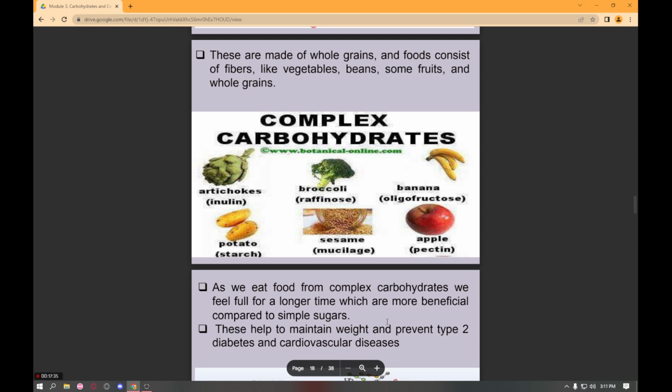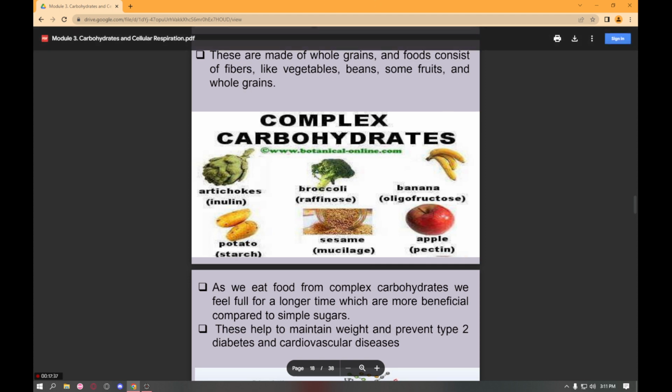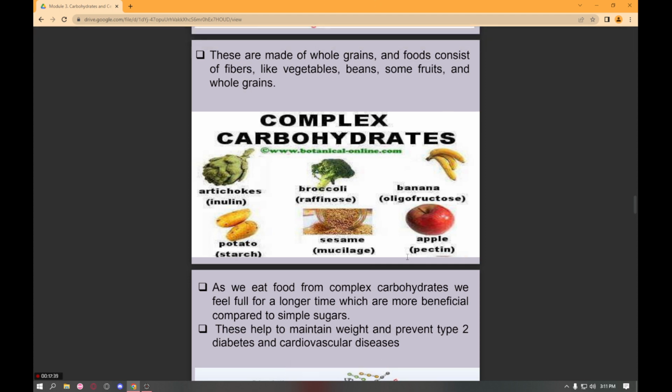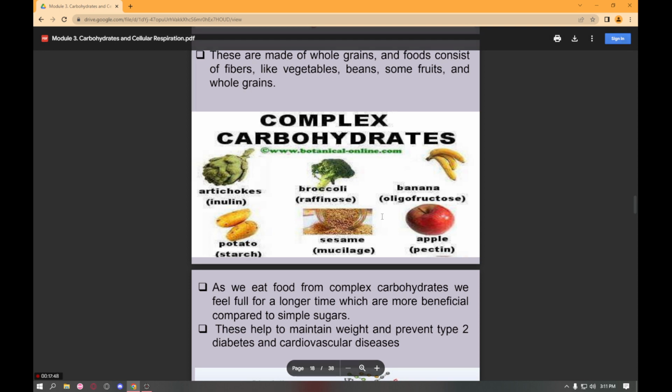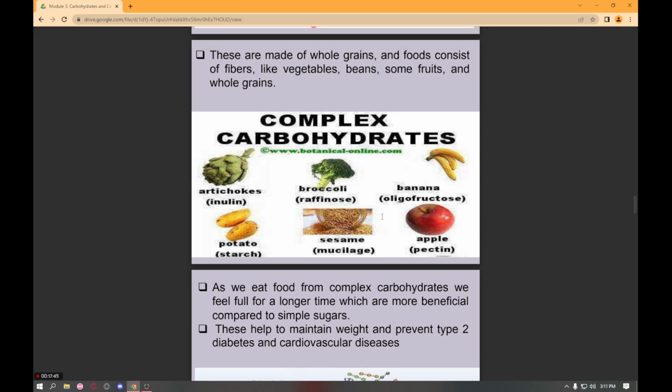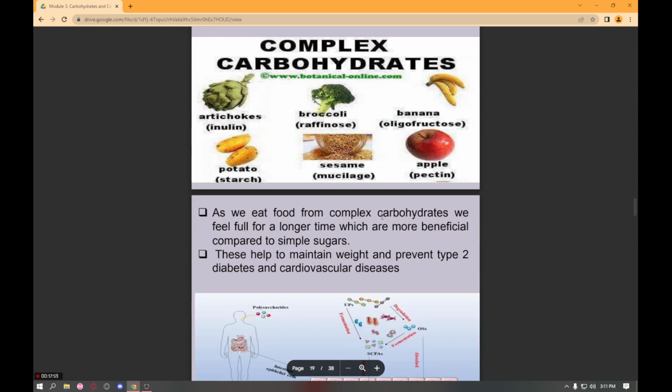As we eat food from the complex carbohydrates, we feel full for a longer time, which is more beneficial compared to simple sugars. Okay, so if we eat complex carbohydrates, we feel full, so busog tayo because they are made of complex carbohydrates. So this helps to maintain weight and prevent type 2 diabetes and cardiovascular diseases.